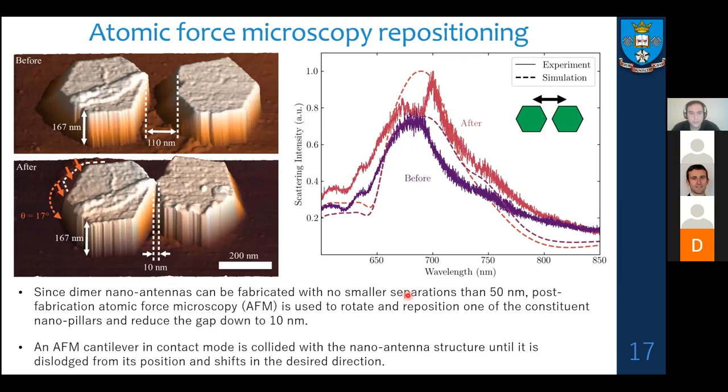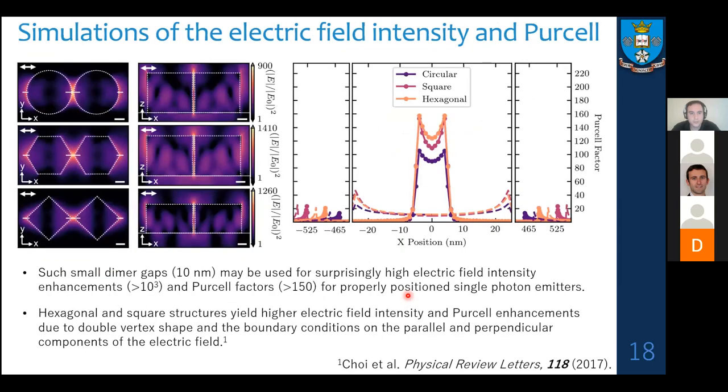So why is this interesting? The gap distance is very important for the electric field intensity hotspots, and decreasing the gap leads to higher electric field intensities. This is basically due to boundary conditions on the parallel and perpendicular components of the electric field as these two are brought together. Here we simulate 10 nanometer gap structures for the three different shapes, and we see that the electric field intensities are three orders of magnitude higher than in vacuum.